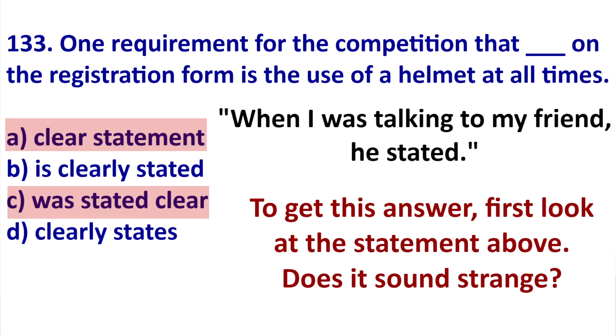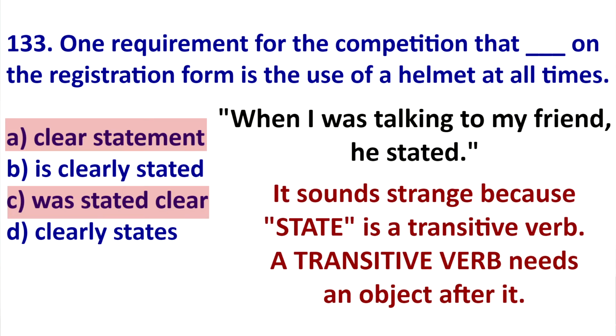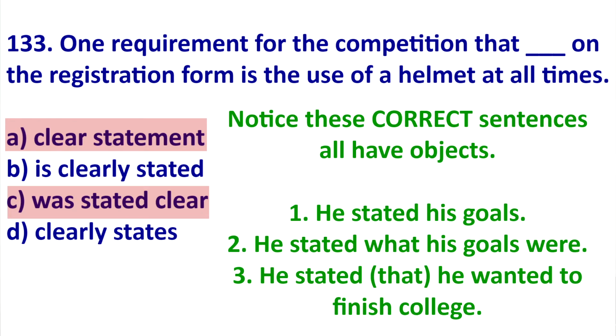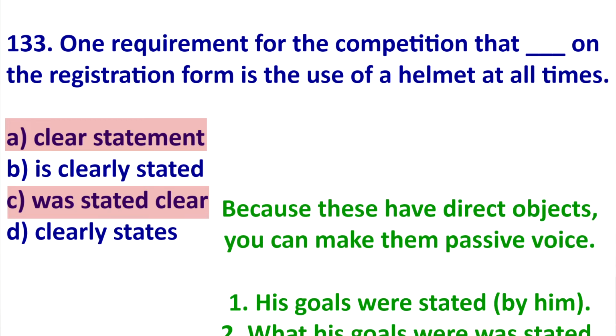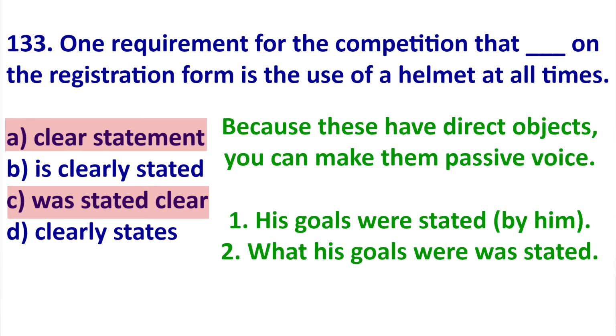Let's think about how we can get this. Does this sound strange or normal to you? When I was talking to my friend, he stated. Sounds strange, right? Well, it sounds strange because state is a transitive verb. It needs an object. For example, he stated his goals. He stated what his goals were. He stated that he wanted to finish college and work with special needs children. But we can make it passive. For example, his goals were stated. Notice the be verb. His goals were stated, and if we want, we could say by him, but this is passive voice.